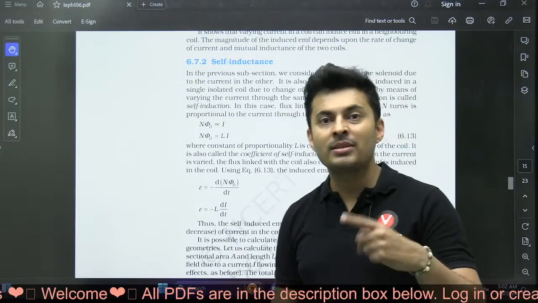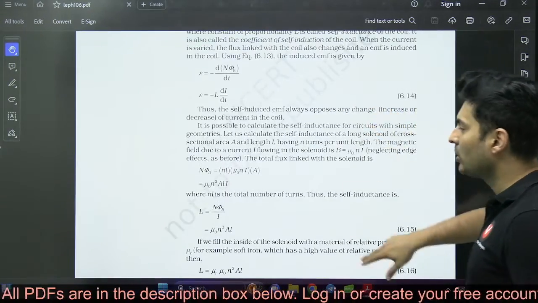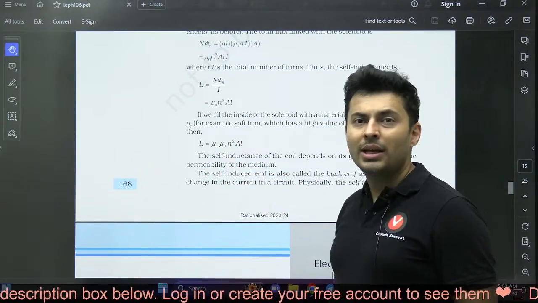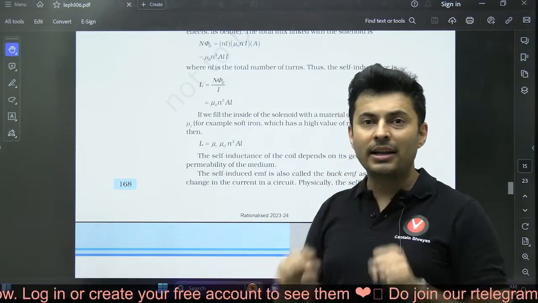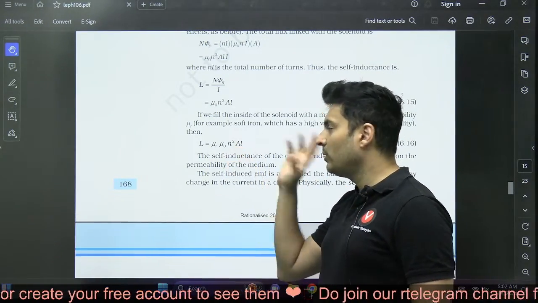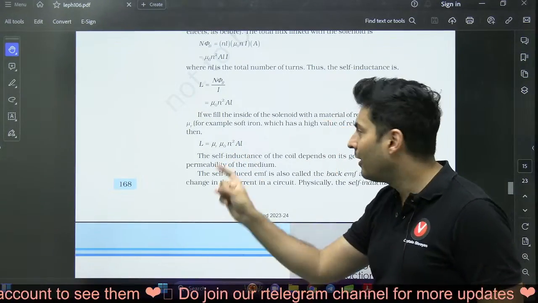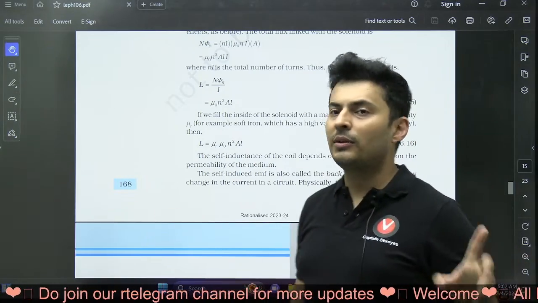L is self, M is mutual. Minus sign is because of Lenz. Okay. Self-inductance formula: mu into n square. Remember earlier it was n1 n2 for concentric. Now, instead of n1 n2, it's n square. Remember there was pi r square, which is area. So that is the area of the solenoid, and into the length of the solenoid. That's all.